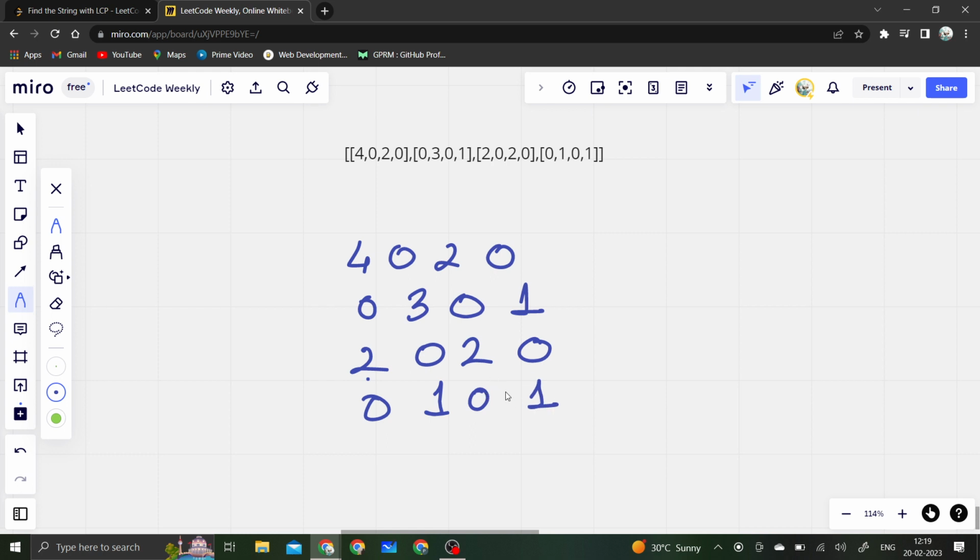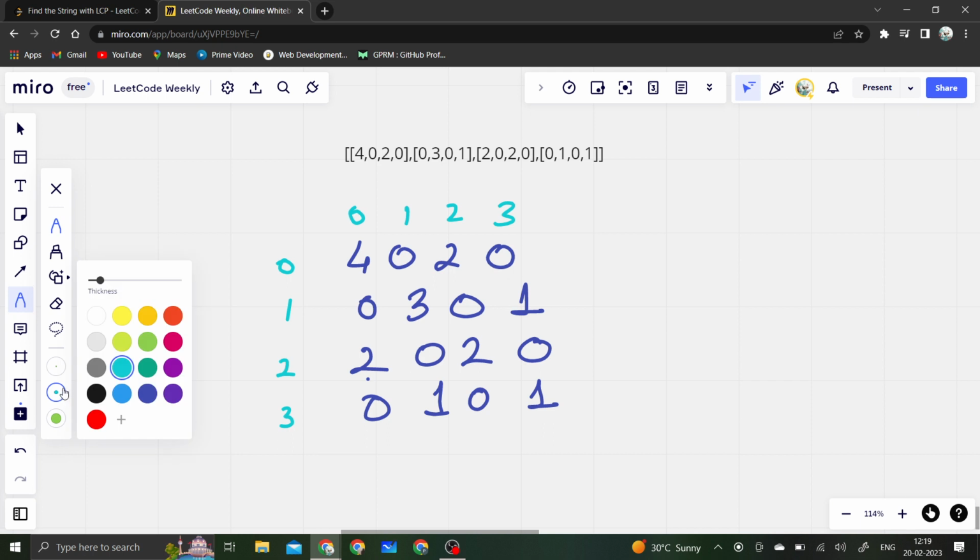Now what we have to do is, we are given this matrix. Let's also write its index: 0, 1, 2, 3, 0, 1, 2, and 3. We are given this LCP matrix, and what we have to do is form a lexicographically smaller string. So let's see how we'll be forming this.